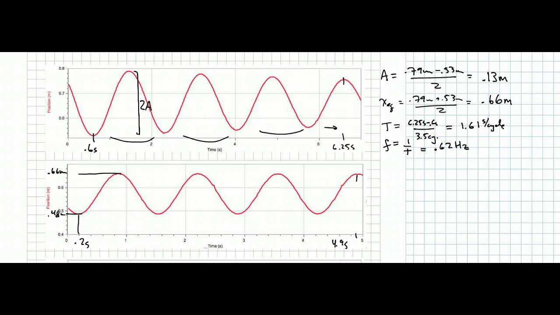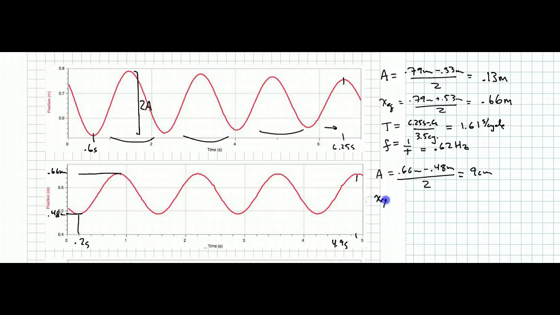On the second graph, again, I'm looking at the positions of the high and low points and finding some convenient points to measure in time. So we get as low as 0.48 meters and as high as 0.66 meters. That difference gives us the entire extent of the graph, and that is 0.18 meters, but that's twice the amplitude, so half of that is just 9 centimeters.